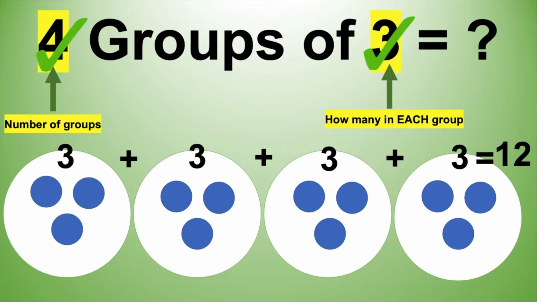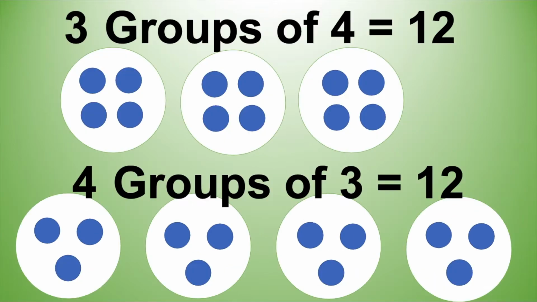Now, the answers are the same, but they look different when you draw them, and that's really important to know. So, up the top we have 3 groups of 4, which is 12, and then down the bottom we have 4 groups of 3, which is 12. So, 3 times 4 is 12, and 4 times 3 is 12. But if we draw it using the groups of, we need to know that the first number tells you how many groups and that the second number tells you how many is in each group. And that's important to know because your pictures will look different.